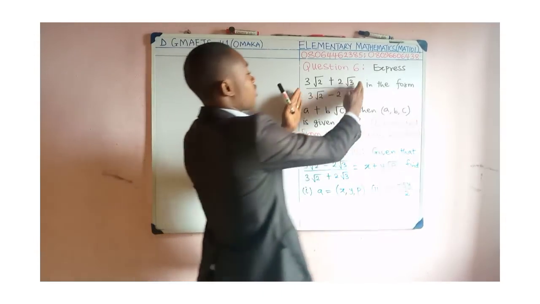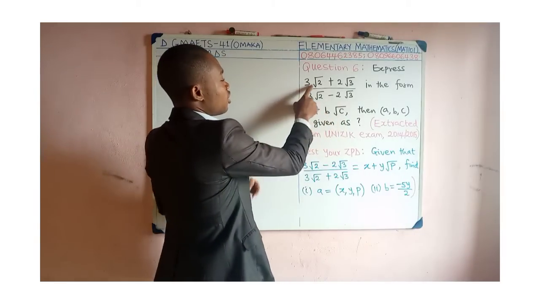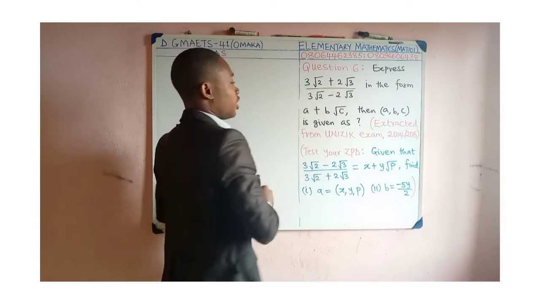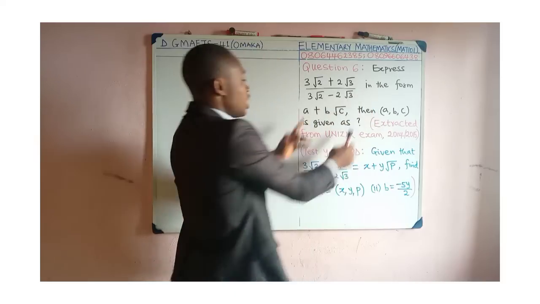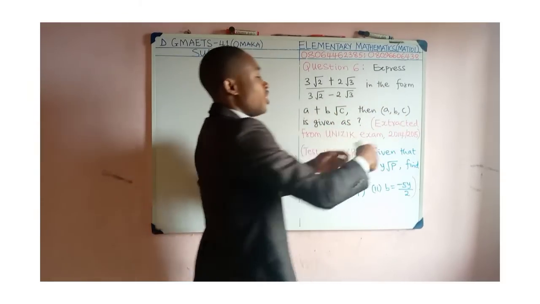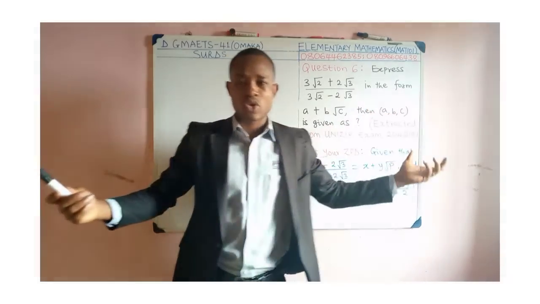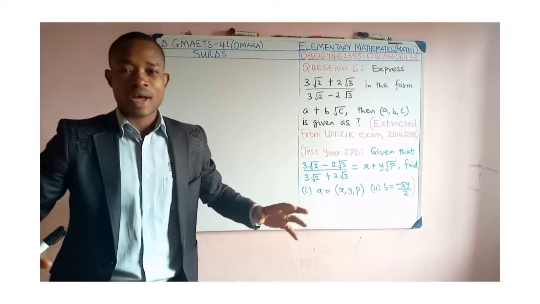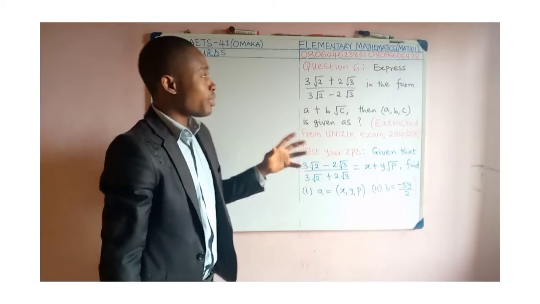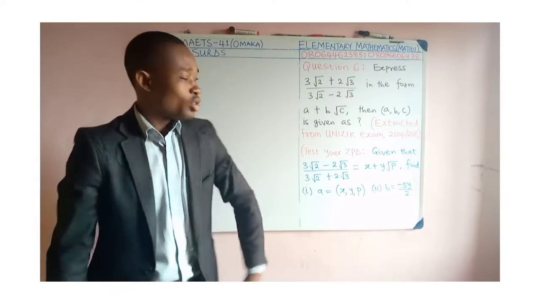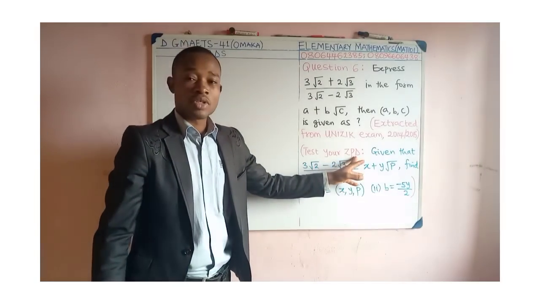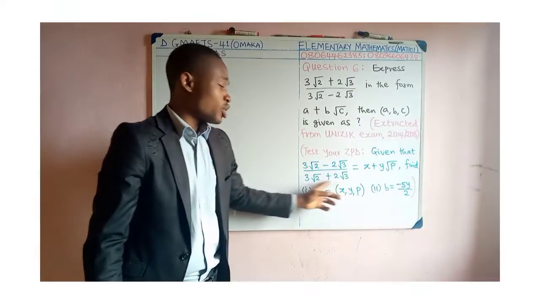Now look at this question. I could have simply said that if 3 root 2 plus 2 root 3 all over 3 root 2 minus 2 root 3 is equal to a plus b root c, find the value of a comma b comma c. That's just what the question is about. So please be guided by what we're going to do in solving this question. Then at the end of that, do test your zone of proximal development by solving this problem.